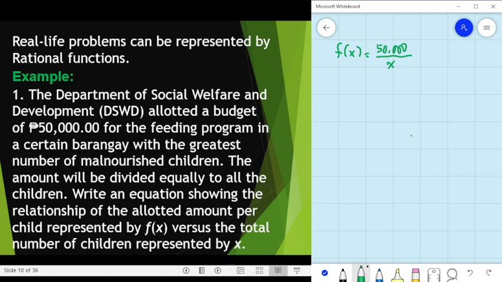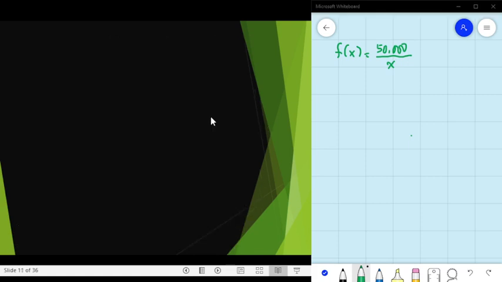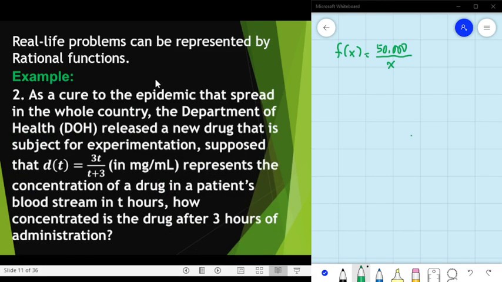Another situation is number 2. We have, as a cure to an epidemic that spread in the whole country, the Department of Health released a new drug that is subject for experimentation.